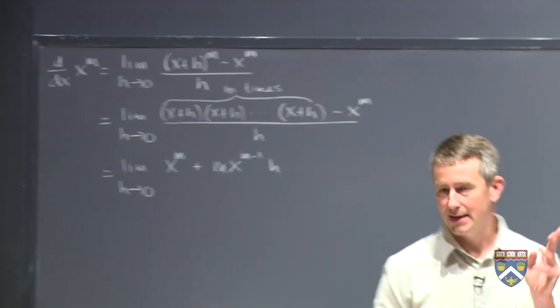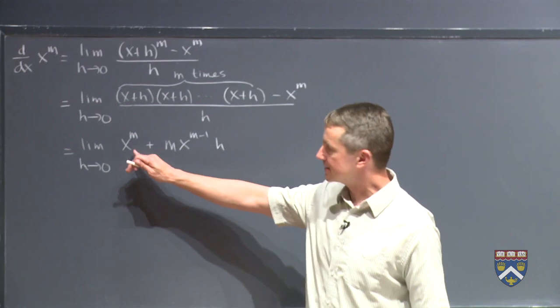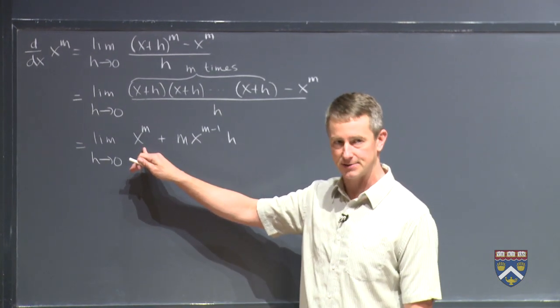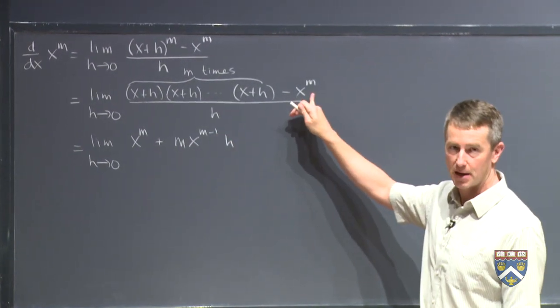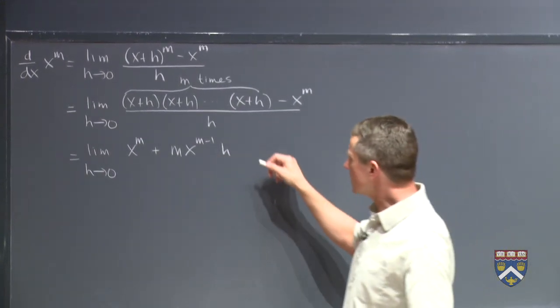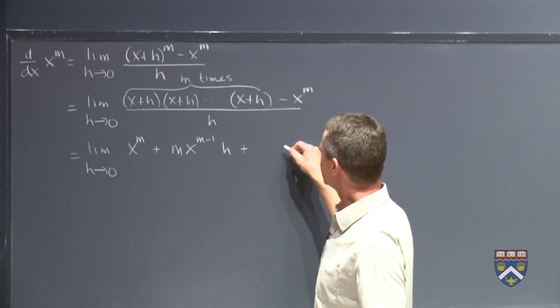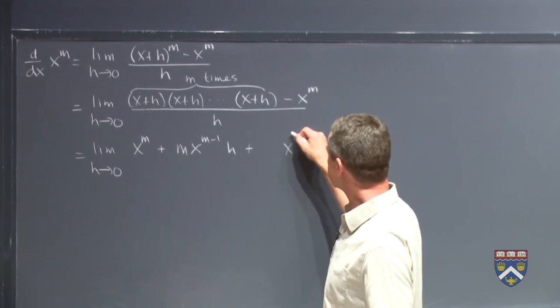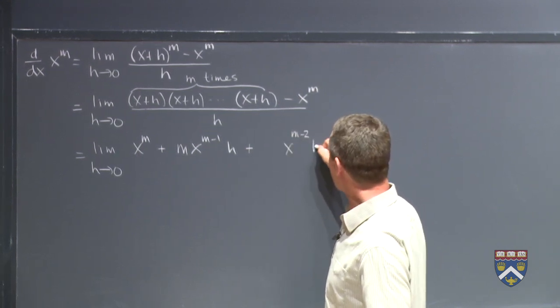Now let's think ahead to what's going to happen here. This x to the m doesn't have an h in it, so we know it's going to have to cancel. And look, there's a negative x to the m coming later. That's great. This term is going to have an h in it. What's the next term going to look like? It's going to have something with an x to the m minus 2 now and an h squared.